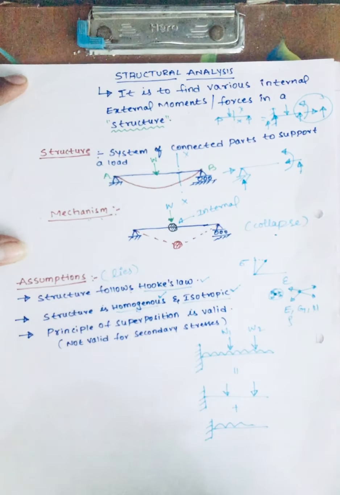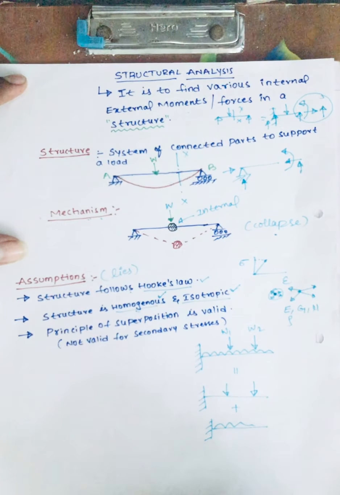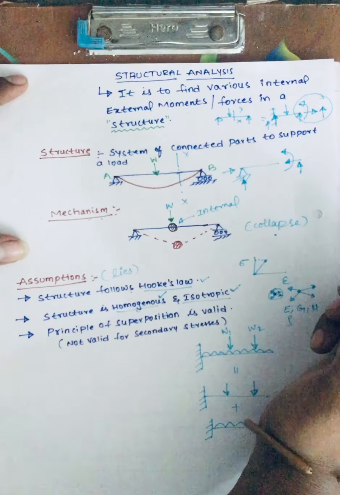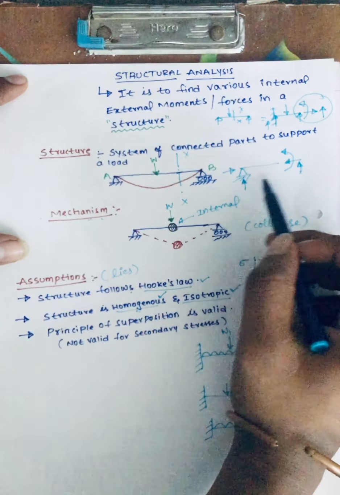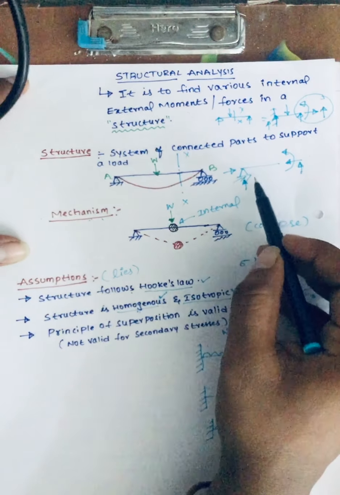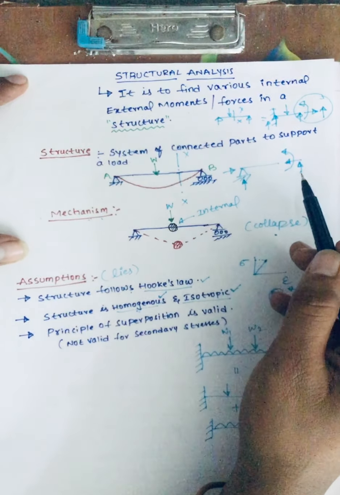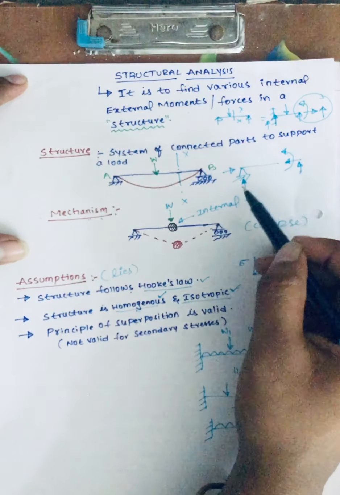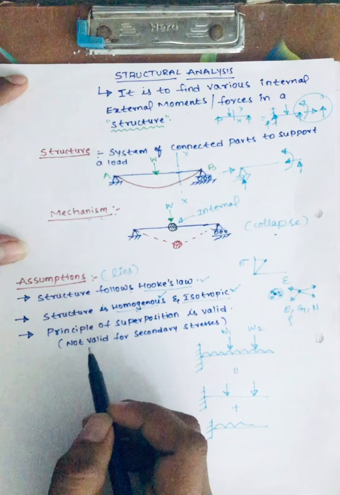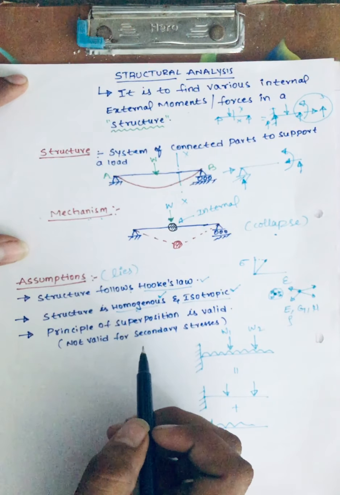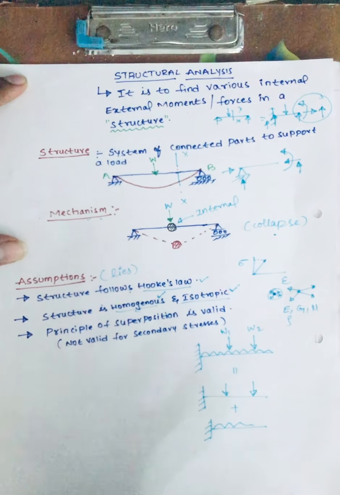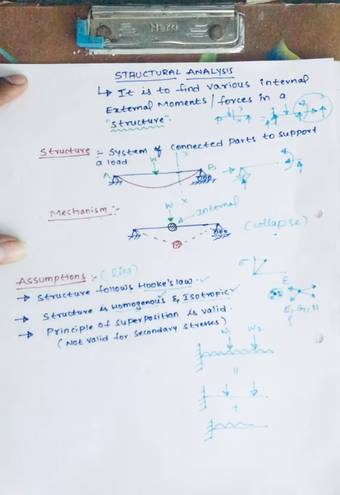All right. Now it is not so easy to find these internal and external reactions. Before finding them, we have to do some analysis to find both the internal and external reactions. To solve these, we have to take certain assumptions. Without assumptions, our analytical part will be laborious. So to avoid that difficulty, we are going to take certain assumptions.